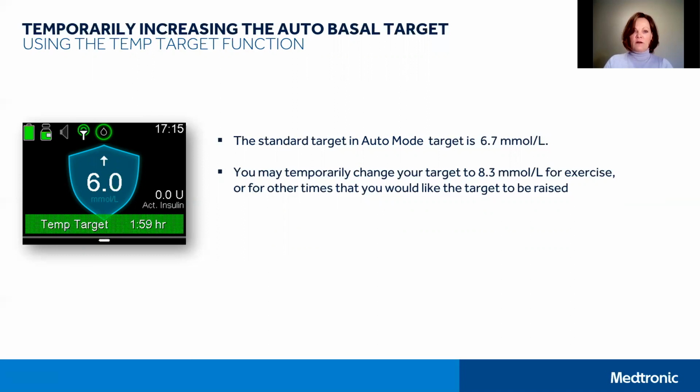You can set the Temp Target for up to 12 hours at a time, and you can cancel it at any time. For exercise, you may wish to turn on the Temp Target 60 to 90 minutes before exercise and then keep it on until the exercise effect is over. Carbohydrate to cover exercise may still be needed.